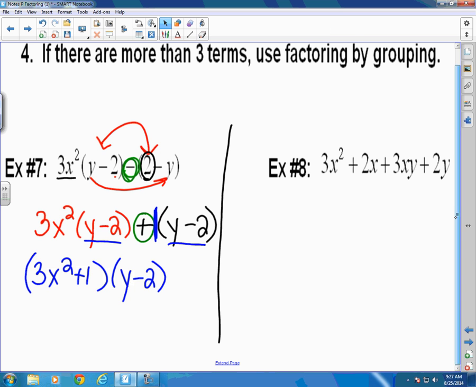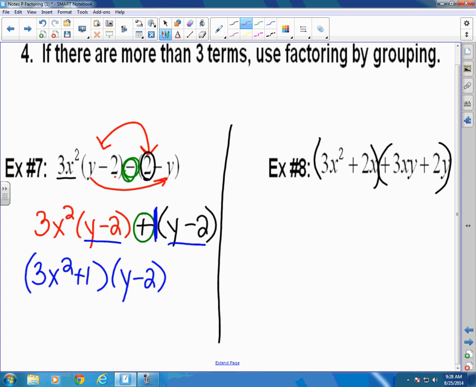So if you look at the second one, example number 8 says 3x squared plus 2x plus 3xy plus 2y. Factoring by grouping, you can group any two terms together that you want. You can keep it as is and just group the first two and group the second two. Or if you want to rewrite it and group two different terms together, that's okay as well. But in this case, I'm just going to keep it the same.